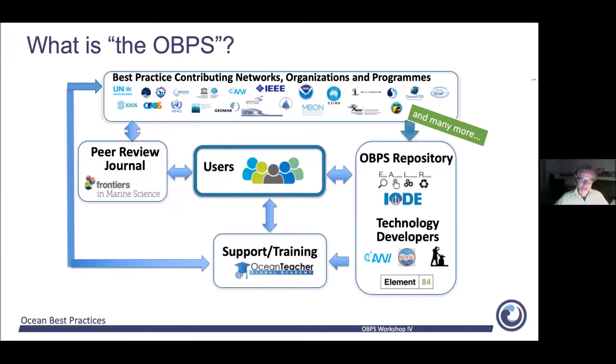So what now is the Ocean Best Practices System? That's depicted here in the schematic. The heart of the system is on the right, which is the Ocean Best Practices Repository. This is a permanent repository installed at the IODE and supported by WMO and IOC.